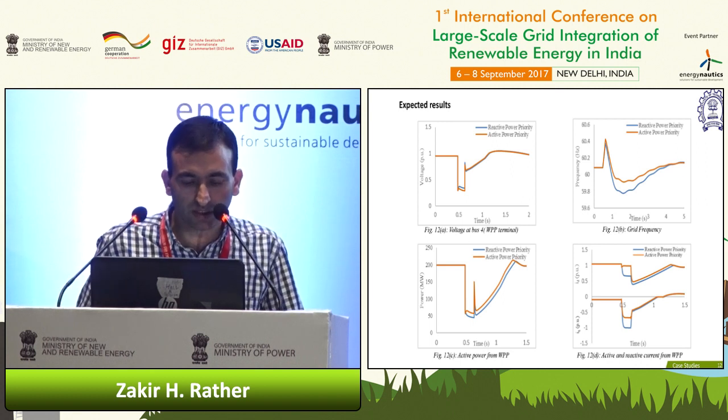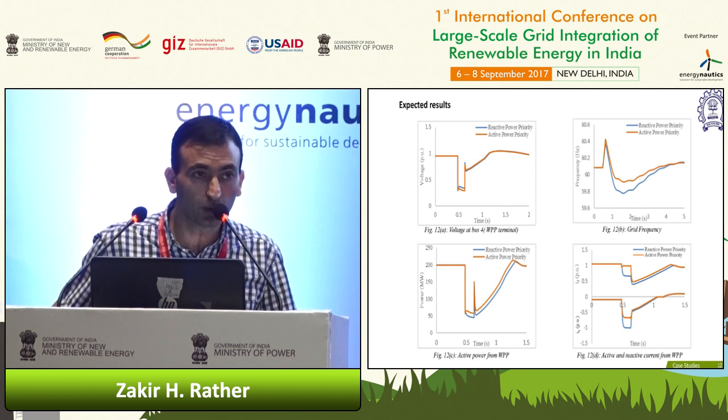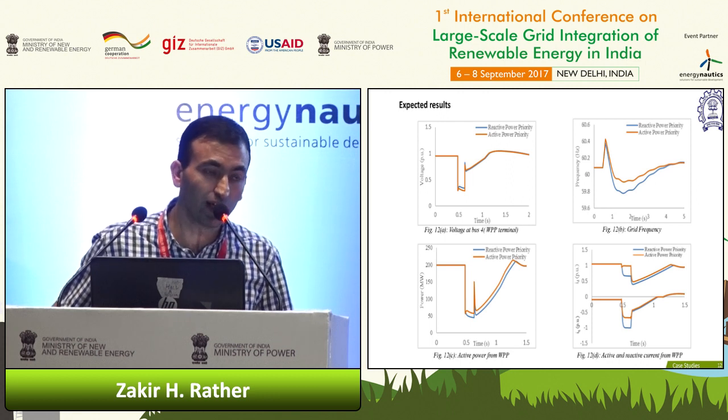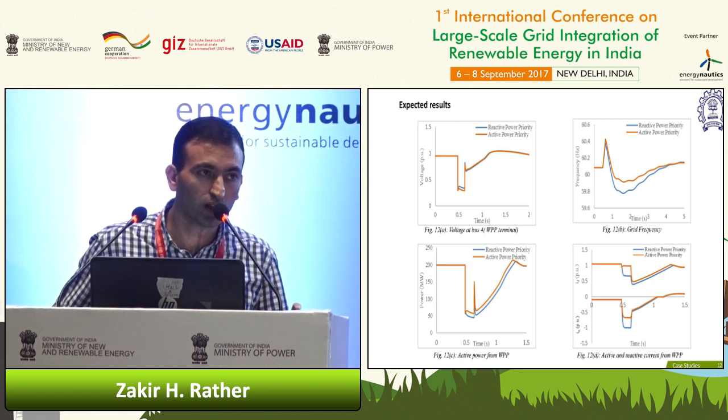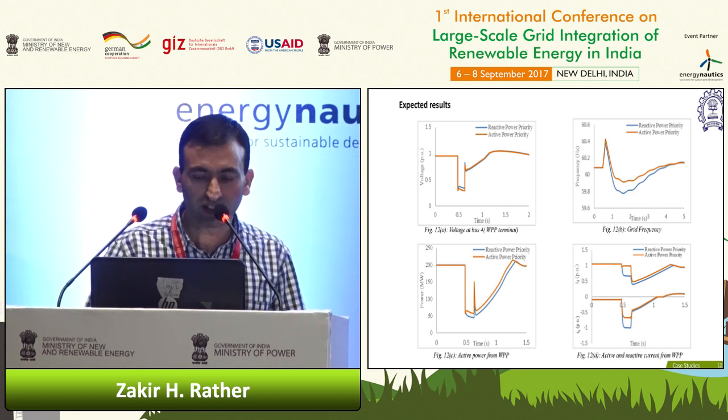That's what is expected. If you see the left bottom plot, the wind turbine is actually pumping more active power during the LVRT period for active power priority LVRT requirement. While for the reactive power priority LVRT requirement, the active power injection during this LVRT period is relatively less. That is what is expected from this. That is the intention as well.